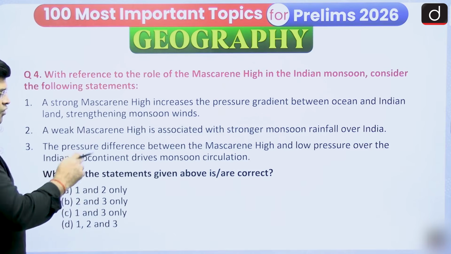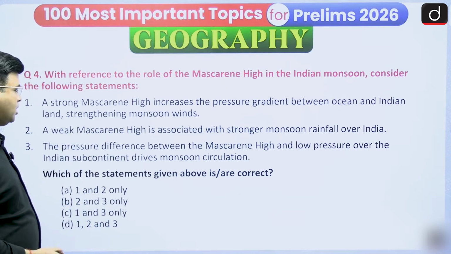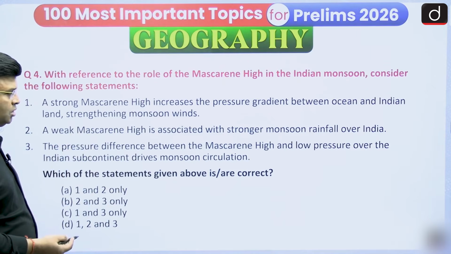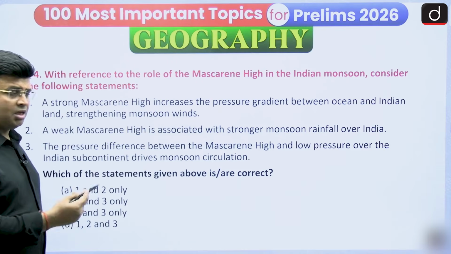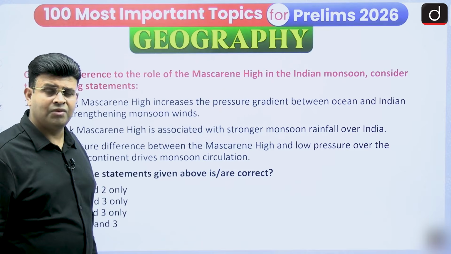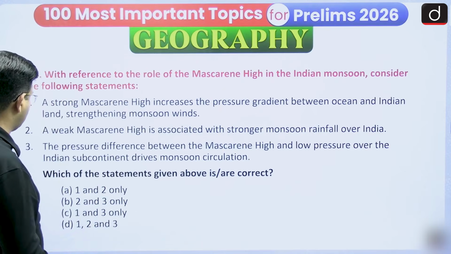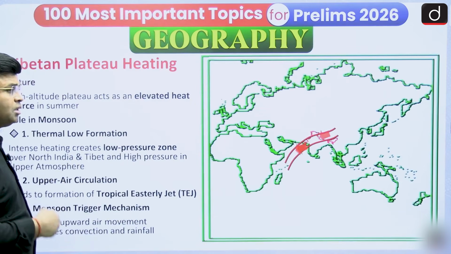The pressure difference between the Mascarene high and the low pressure over the Indian subcontinent drives the monsoon circulation. So we have to say which of the statements are right or wrong. I'll give the answers to all these questions in the 11th episode. Here you have been able to see this one, and now we are going to see Tibetan Plateau heating.